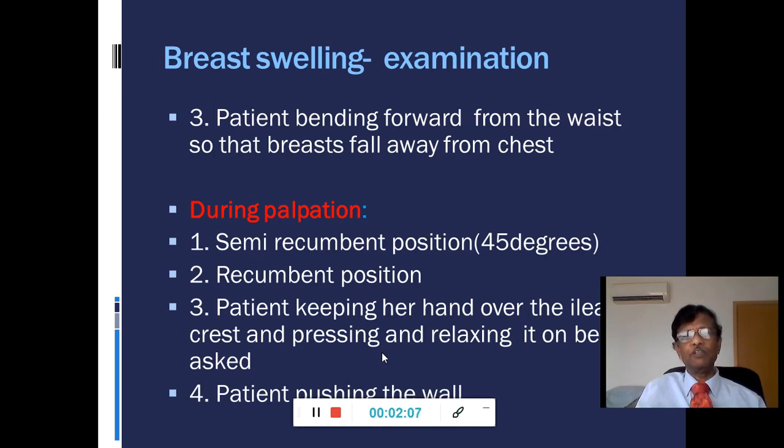During palpation, a semi-recumbent position and a recumbent position will also be used if the patient is shy enough to sit. The patient keeps her hand over the iliac crest, pressing and relaxing on demand when asked. That will be helpful to know whether the swelling is fixed to the pectoral muscle or not. The patient pushing the wall and being examined will tell whether the swelling is fixed to the serratus anterior. In a semi-recumbent or recumbent position, you can test whether the swelling is cystic or solid.